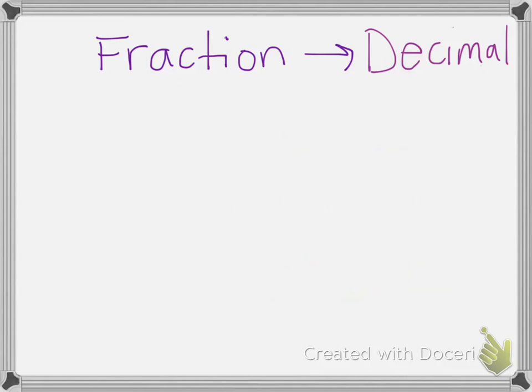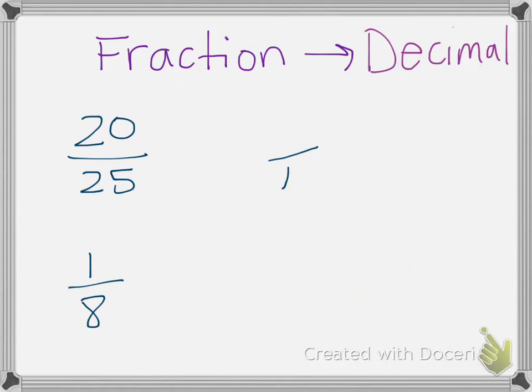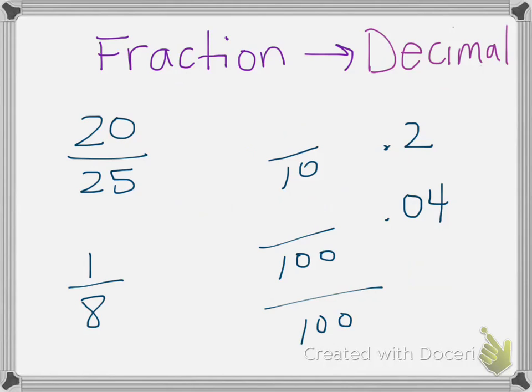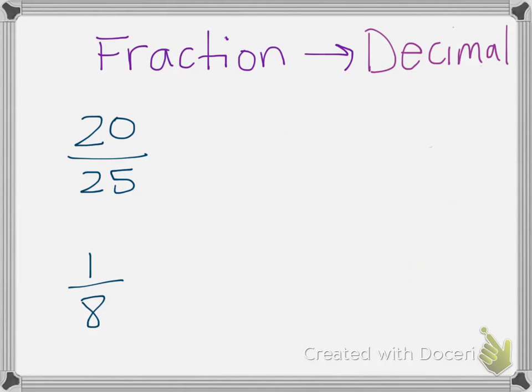For example, if I have 20/25 or 1/8, how do I turn them into decimals? Well, try your best not to use a calculator. For any fractions, if you can get them to be out of tenths or hundredths or thousandths, it makes it really easy, because you know what 2/10 looks like as a decimal, or you know what 4/100 looks like as a decimal. So if you at any time can get them into tenths, hundredths, or thousandths, it makes it really easy to be able to do a decimal.